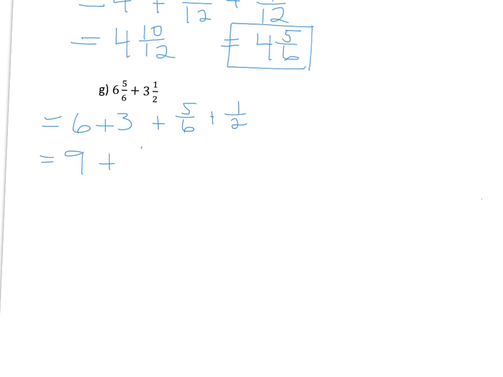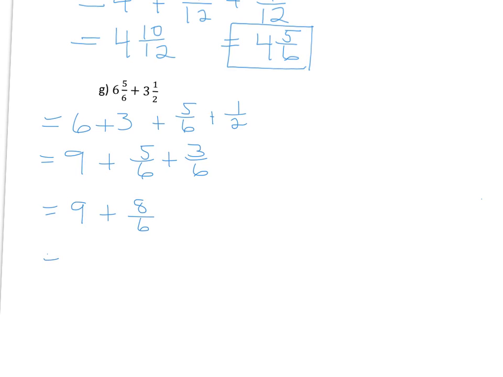So we've got plus 5/6 plus, and 1/2 will be 3/6. I'm multiplying numerator and denominator by 3. So I have 9 plus 5 plus 3 gives me 8/6. Now that is an improper fraction. My numerator is larger than the denominator.